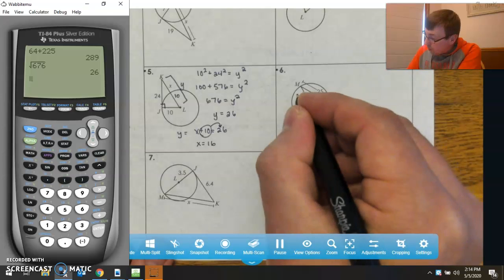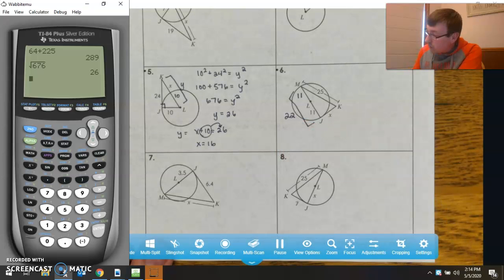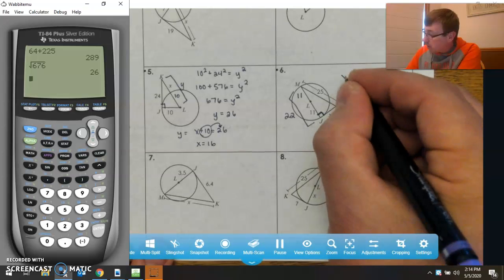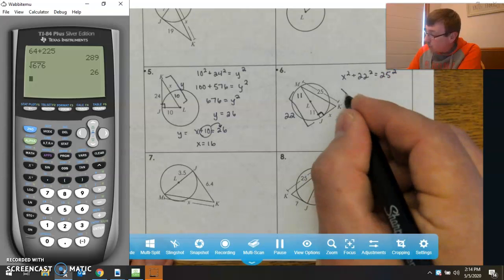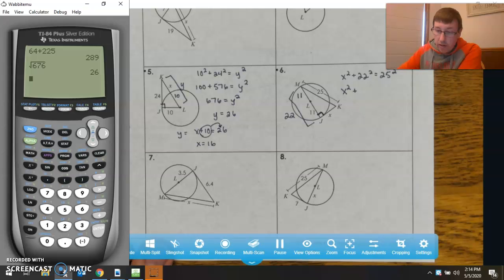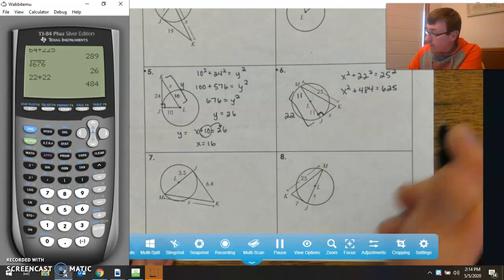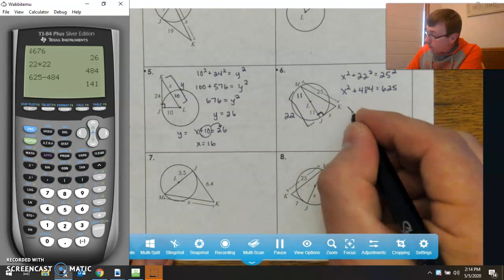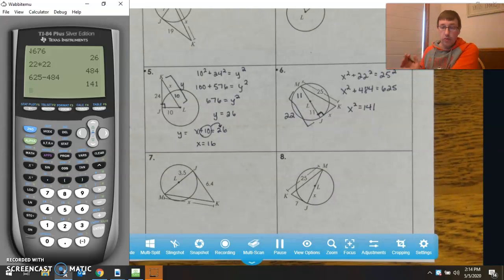Okay, if we take a look at number 6, I know LJ is 11. That's a radius, which means LM is also 11. So this whole distance here is 22. So here's where our right angle is going to be. X squared plus 22 squared is going to equal 25 squared. 22 squared is 22 times 22. That's going to be 484. 25 squared is 625. So if I take 625, subtract 484, I'm going to get 141. 141 is not a perfect square, so we do have to take the square root.